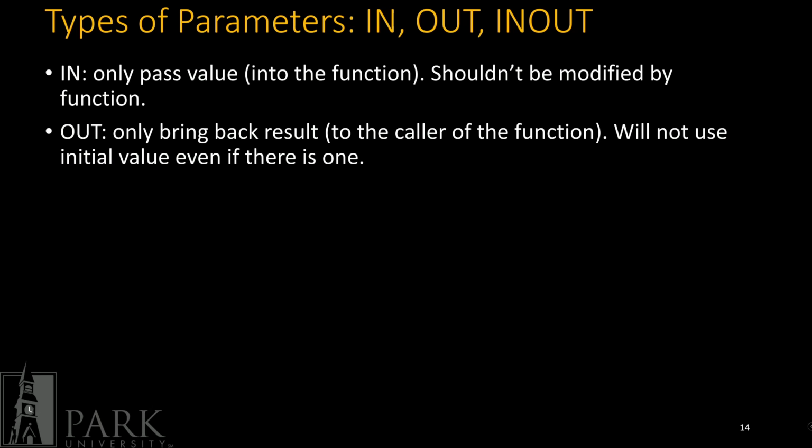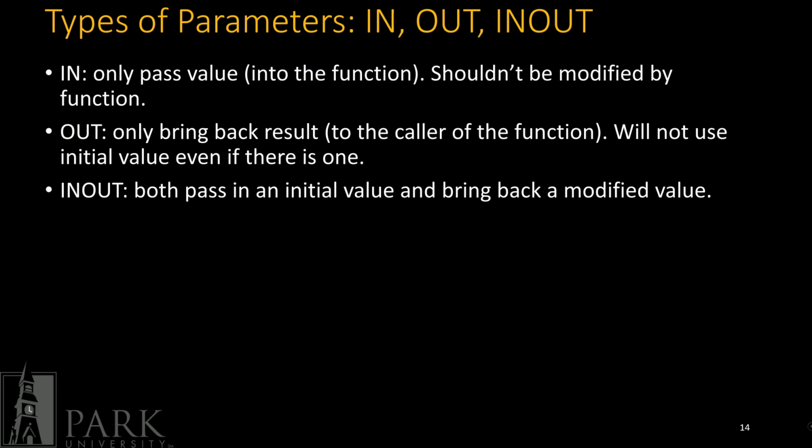An out type parameter only brings a result back from the function to the caller. Out means that data flows out of the function via this parameter. It doesn't matter that this parameter has been initialized or not. Even if it has an initial value, that value will not be used as it's out only. An out type parameter has to be implemented as a reference parameter. An in-out type parameter does both, passing an initial value in and bringing back a modified value. An in-out type parameter needs to be implemented as a reference type parameter as well.